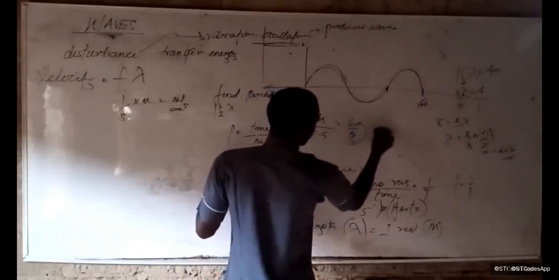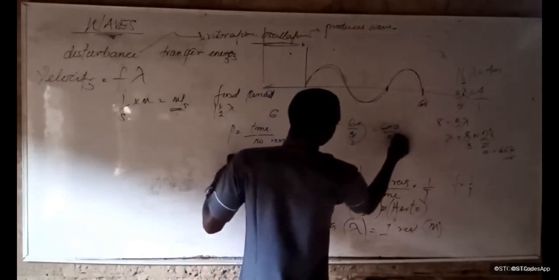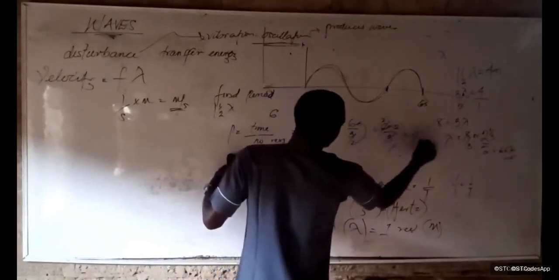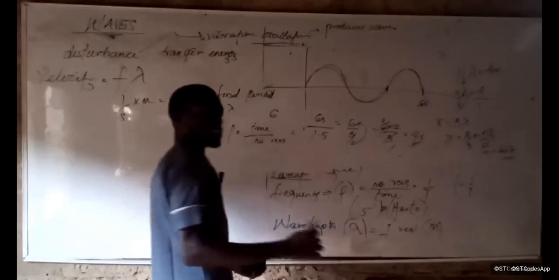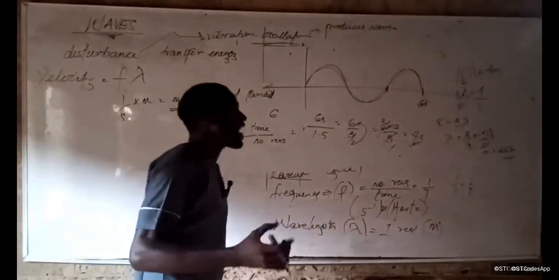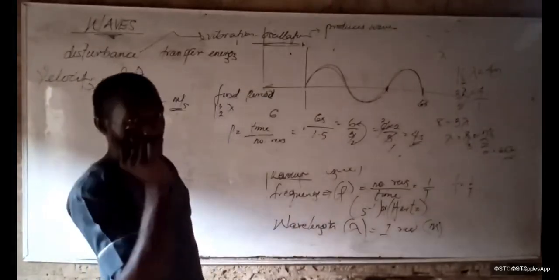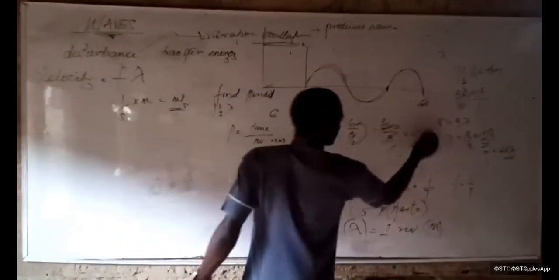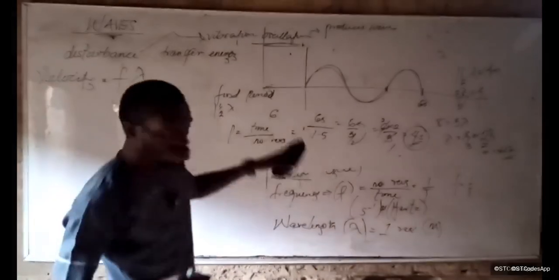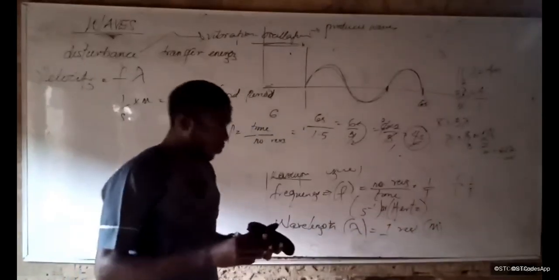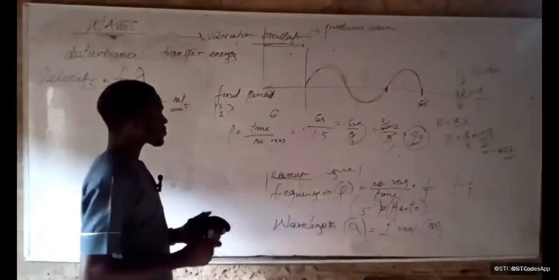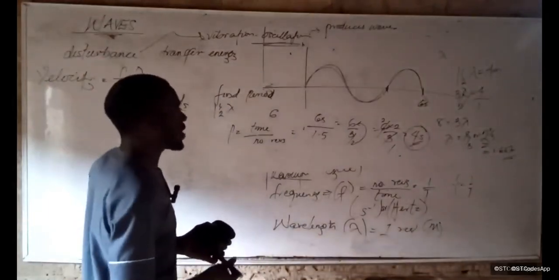So that is equal to 6 over 3 over 2. So we have 6 times 2 over 3. Here 1, here 2. That becomes 4 seconds. So it means that to complete 1 revolution, it takes 4 seconds. So the period of this wave is 4 seconds.